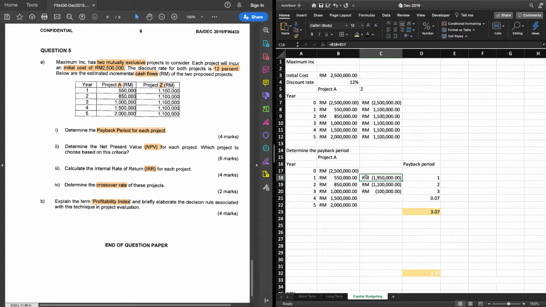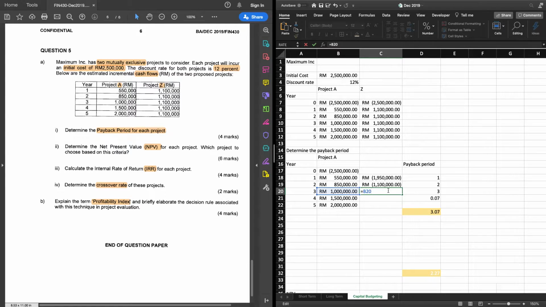You will get 1.950 million. Same goes here, 550 minus 1.950. Actually it's minus because this is already minus. Plus and minus become a minus. So you do this and you press plus, however this is minus, so you choose this one, and you will get 1.100 million.